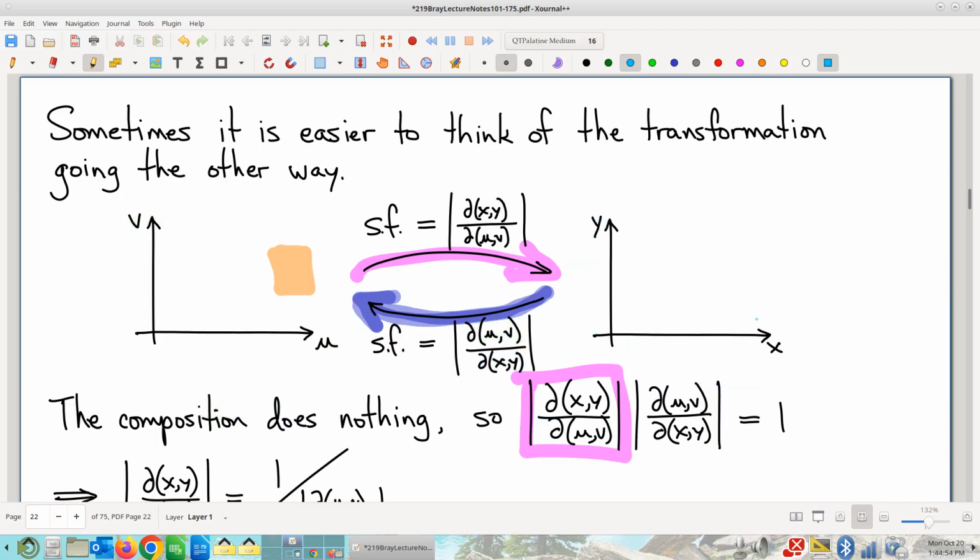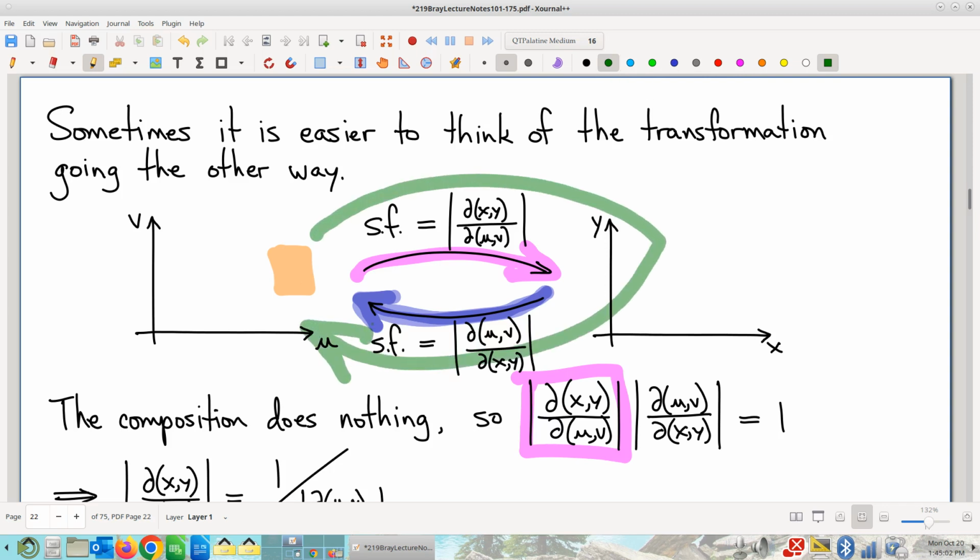So altogether, this little orange region that I have, when you go over and back, first you multiply by the purple factor. Then on the way back, you multiply by this dark blue factor. All together, you get back exactly what you'd started with.